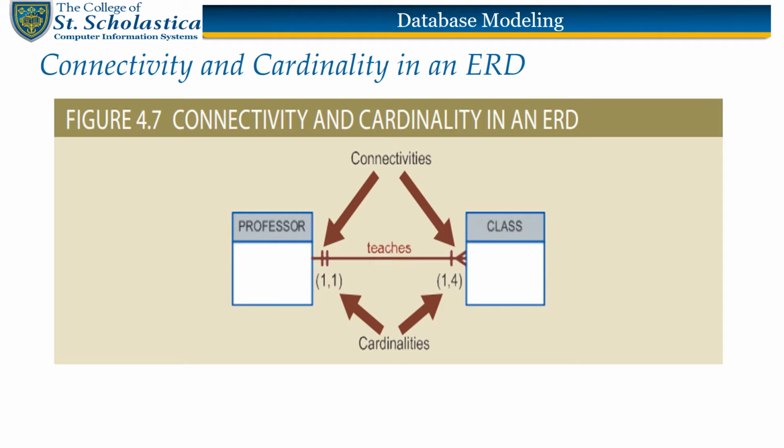The cardinality (1,4) next to the class entity in the "professor teaches a class" relationship indicates that each professor teaches up to 4 classes, which means that the professor table's primary key value occurs at least once and no more than 4 times as the foreign key values in the class table.